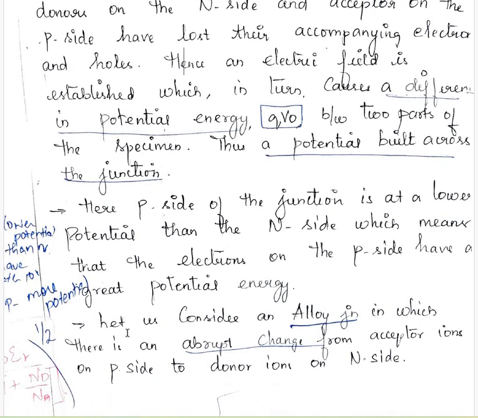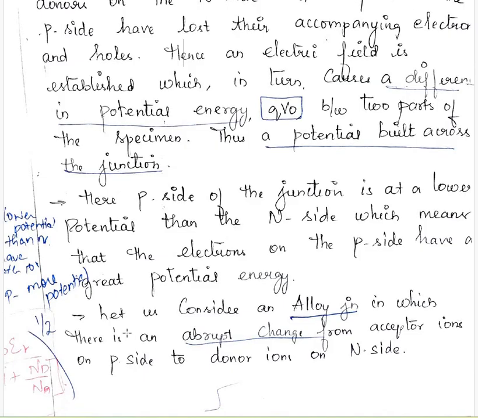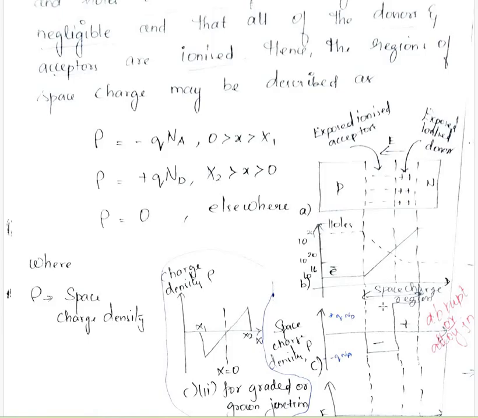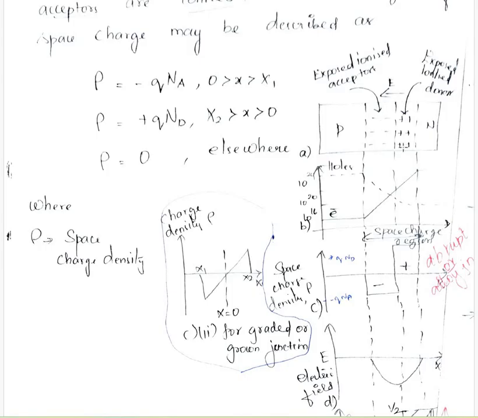Here we are going to consider an alloy junction, in which there is an abrupt change from the acceptor ions on the P side to the donor ions on the N side. So this is the abrupt junction, where there is abrupt change here. Suddenly the majority holes here change to majority electrons here. So this is the P side and N side. In between we have this depletion layer, in which we have negative ions in the P side and positive ions in the N side.